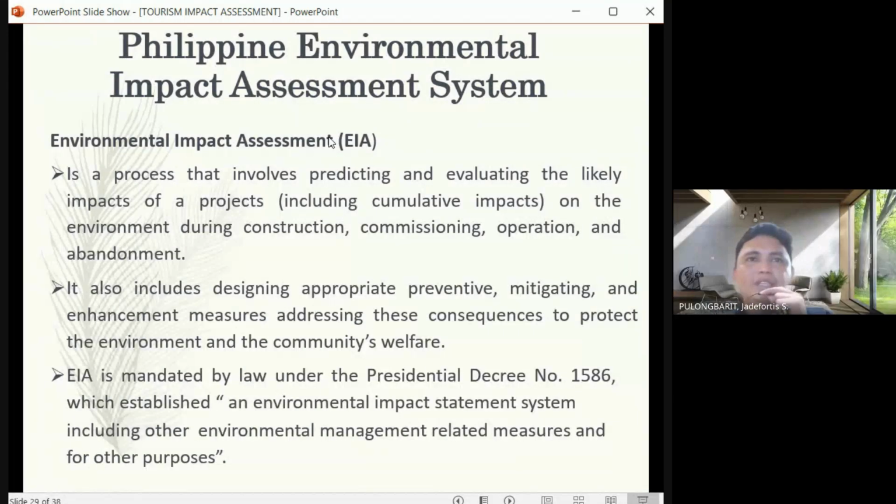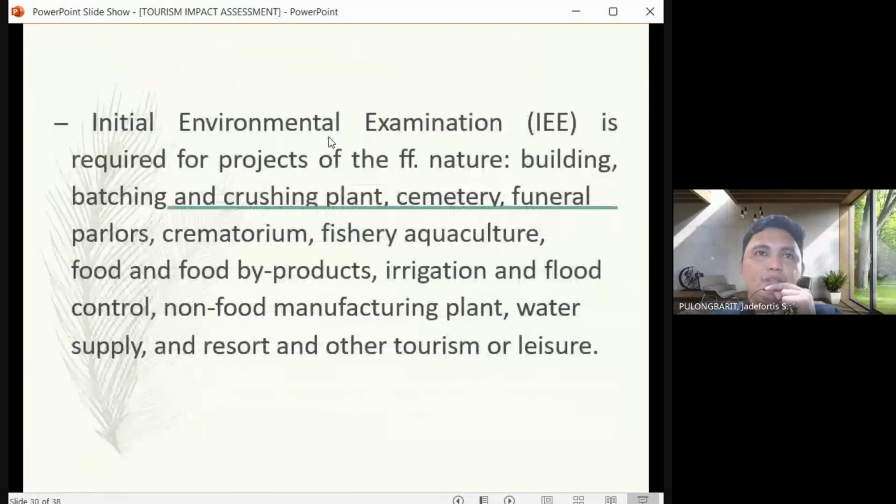So, initial environmental examination is required for projects of the following nature: building, batching and crushing plant, cemetery, funeral parlors, crematorium, fishery, aquaculture, food and food byproducts, irrigation and flood control, non-food manufacturing plant, water supply and resort, and other tourism or leisure. So ito yung mga projects na kailangan po ng initial environmental examination. Baka ito kasi ay magkaroon po ng epekto po sa environment.